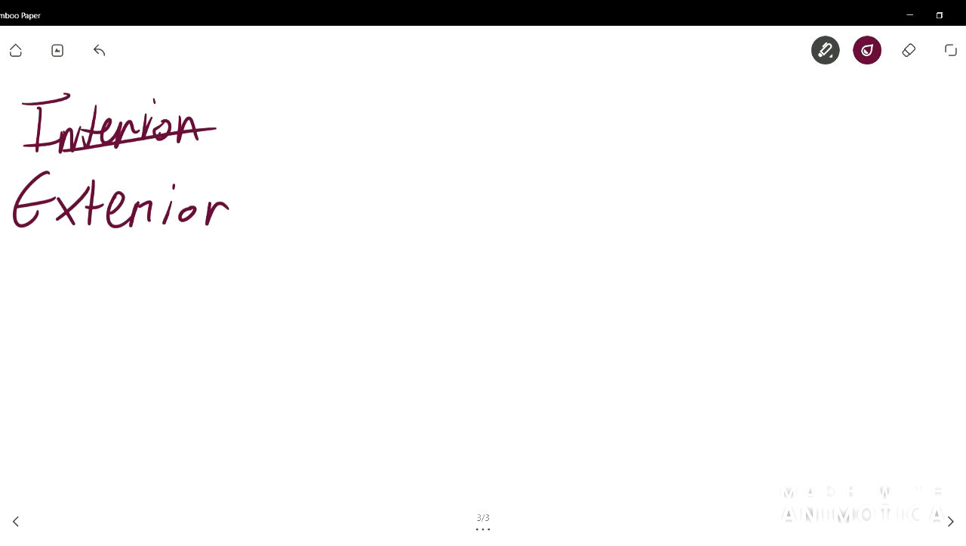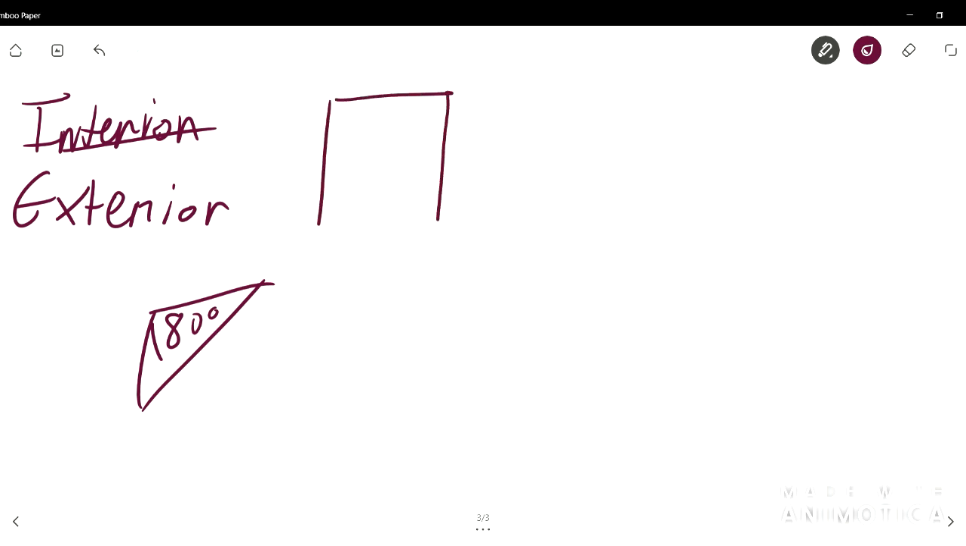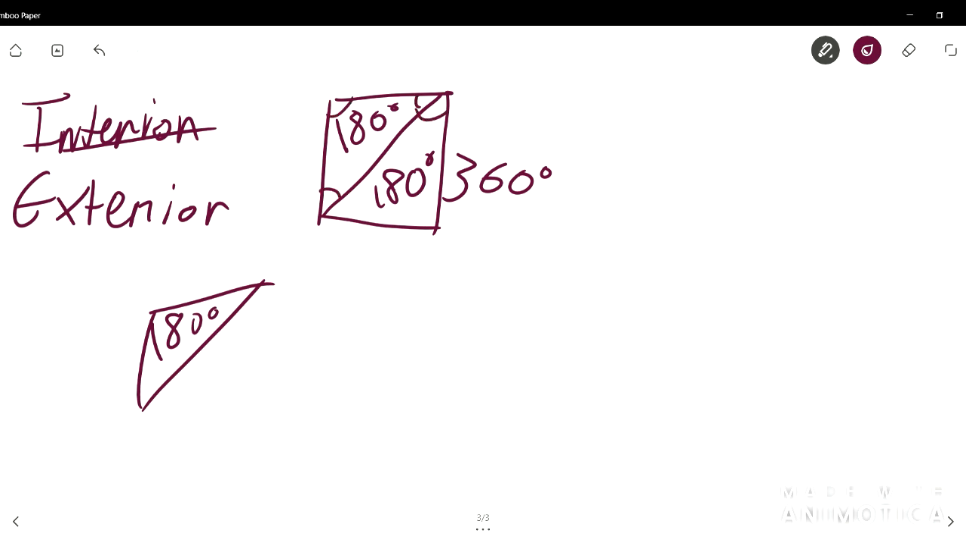Okay, now you should know already that angles in a triangle add up to 180 degrees. Okay, and angles in a quadrilateral add up to 360 degrees. That is because a quadrilateral is two triangles glued together essentially. Okay, so all of these are 180, all of those are 180, add them together, we make 360.